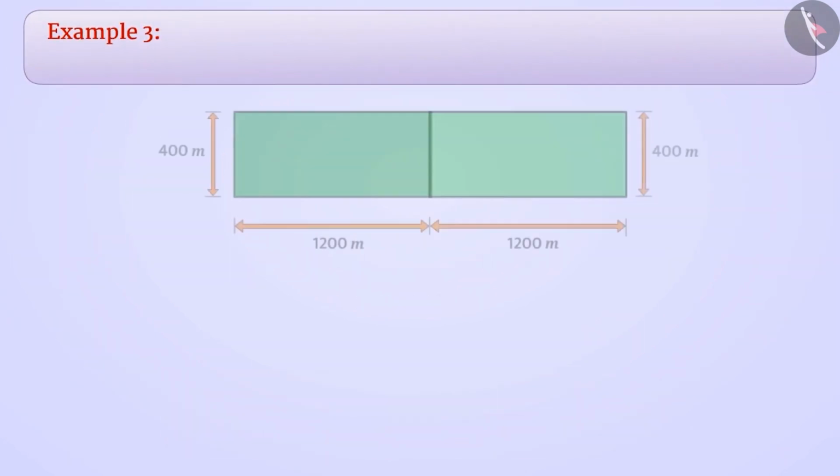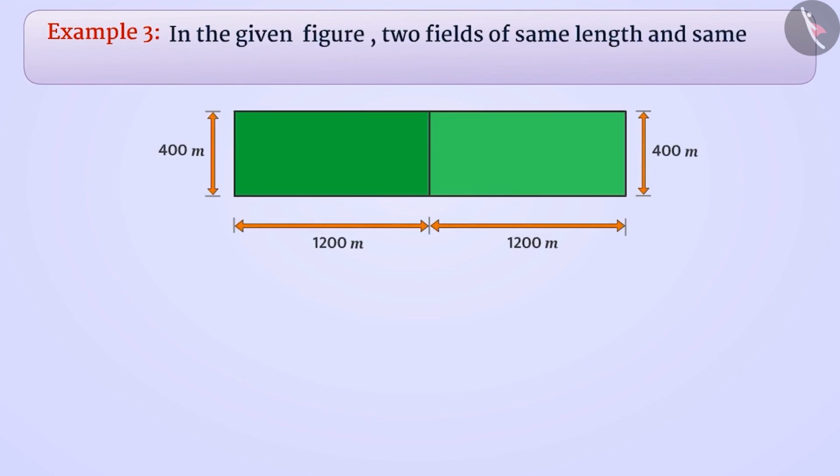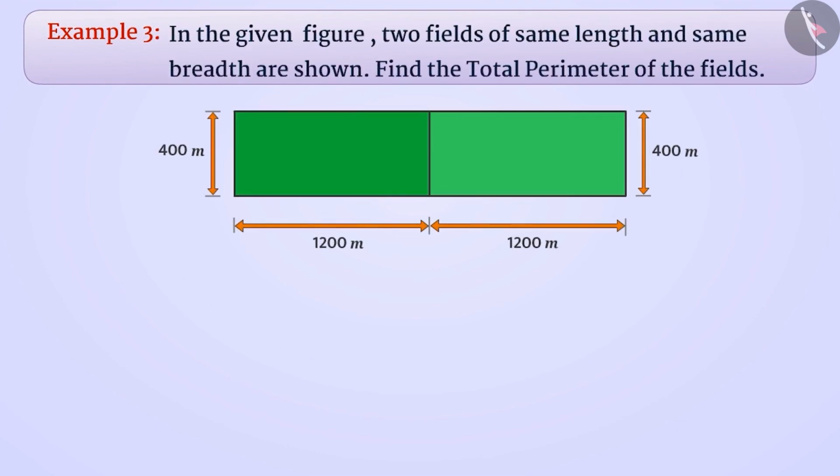Next example. In the given figure, two fields of the same length and same breadth are shown. Find the total perimeter of the fields. In this question, we have to find the total perimeter of the two rectangular fields. We see that the length of both the fields is 1200 meters and the breadth is 400 meters. Let's name these rectangles. This is the rectangle ABCD and this is the rectangle BEFC.